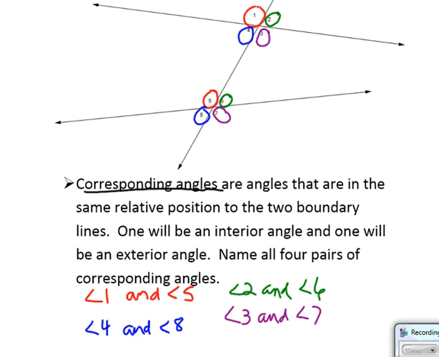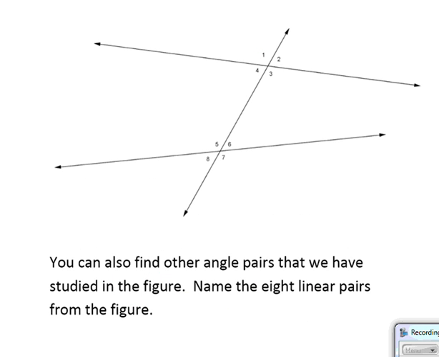Alternate interior and exterior angles, same side interior and exterior angles, and corresponding angles all have to choose an angle from each cluster of angles. By cluster, I'm looking at the angles that are formed when the transversal crosses each one of those lines. But we studied angle pairs already that fall within a cluster. For example, linear pairs and vertical angles. Stop the video and see if you can name the 8 linear pairs that are in this figure, as well as the 4 pairs of vertical angles.